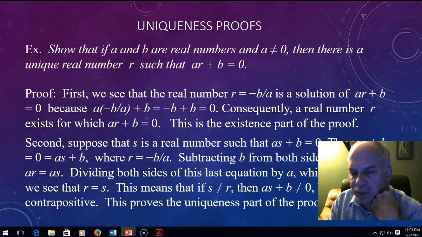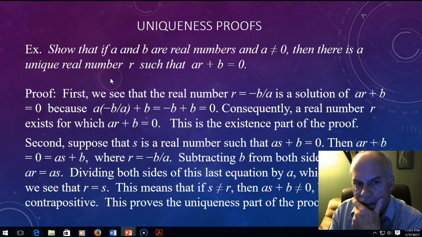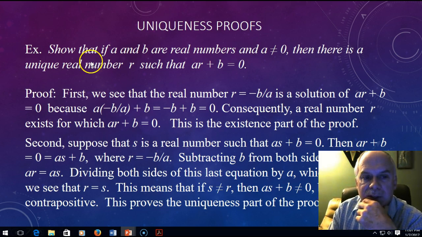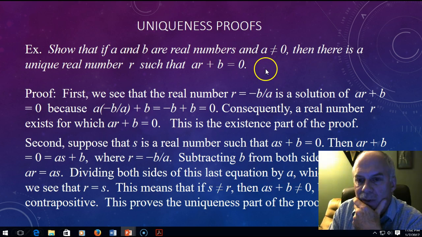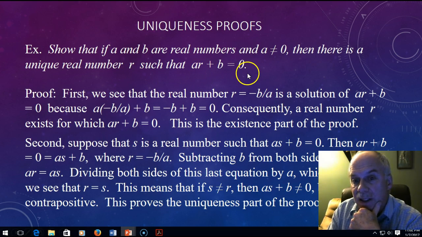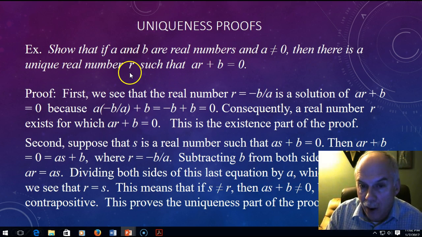Now, uniqueness proofs are the third type. To show that a quantity is unique, we have to basically show that assuming that there's another one is impossible. Okay, so let's look at that. Show that if a and b are real numbers and a is not 0, then there is a unique real number r such that ar plus b equals 0. Okay, so we have to show that there's a unique real number r.